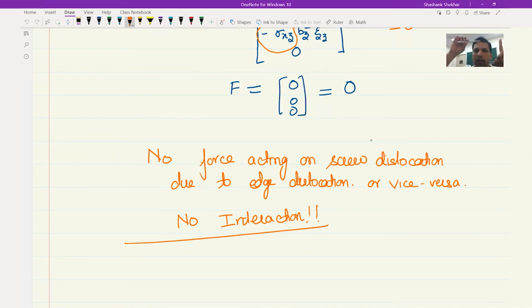Only when they are parallel to each other, anywhere, it doesn't matter. If they are parallel, then we have shown that there is no interaction, there is no force acting on either of them because of the other one. So why is it so? It is for you to find out.